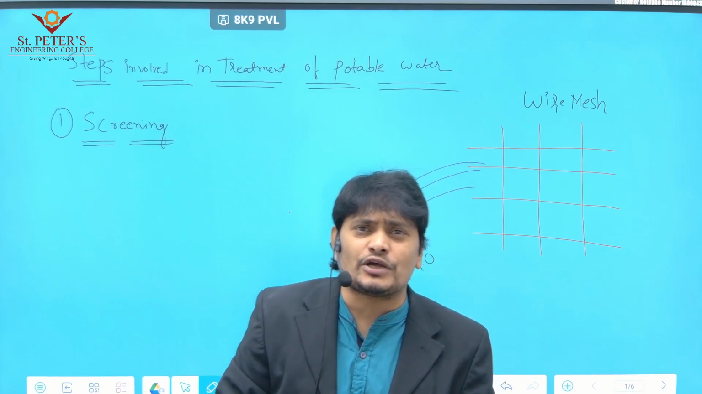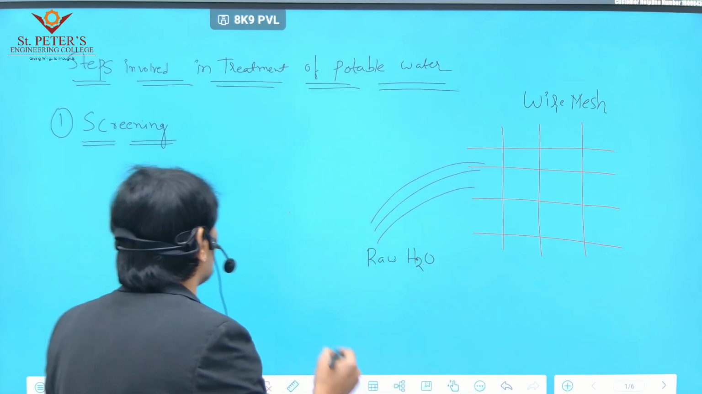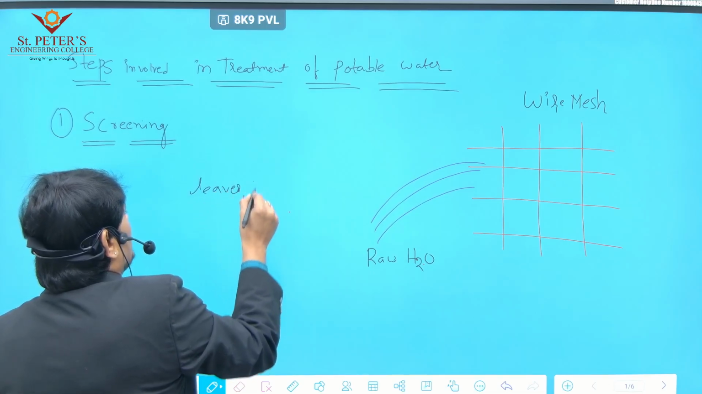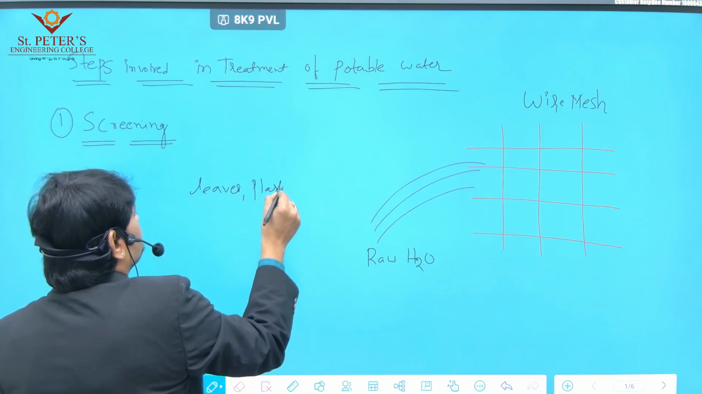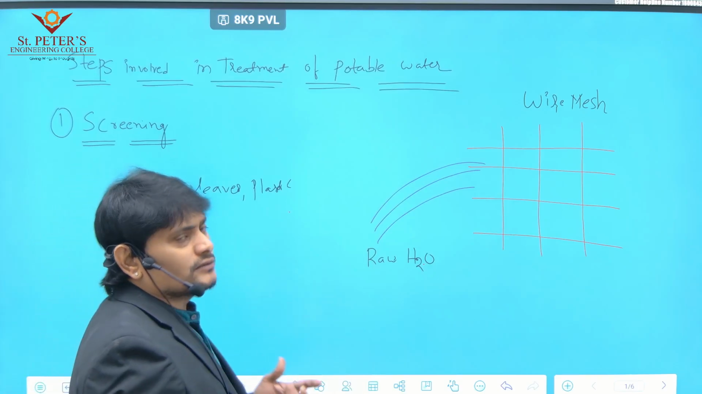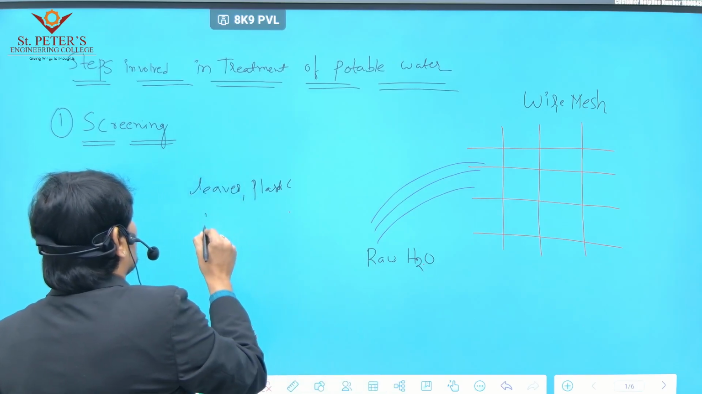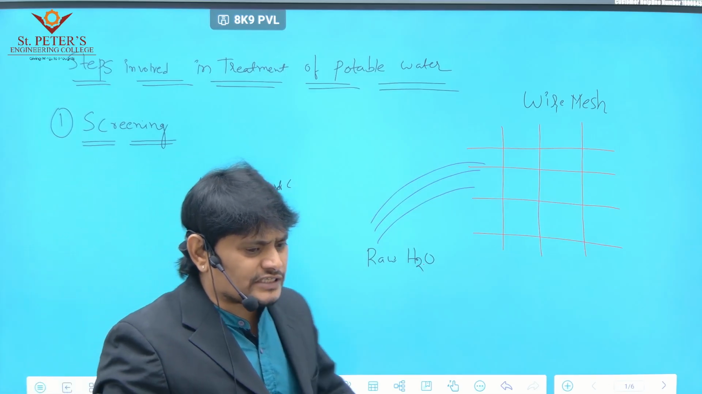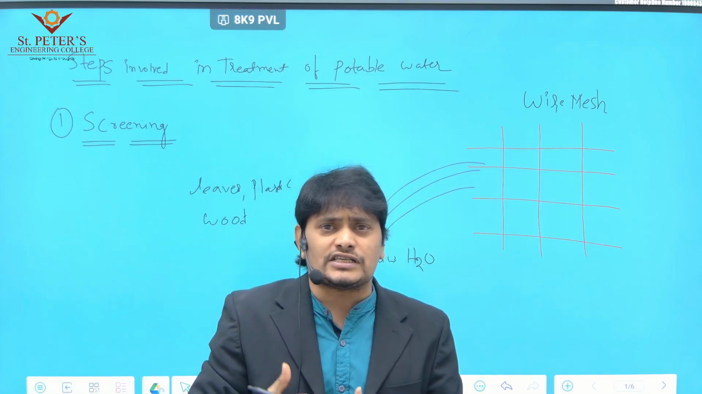Basically, the floating matter present in the water includes leaves, plastic, wood, and any other floating matter. Now, in order to remove the floating matter present in the raw water, this screening is used.